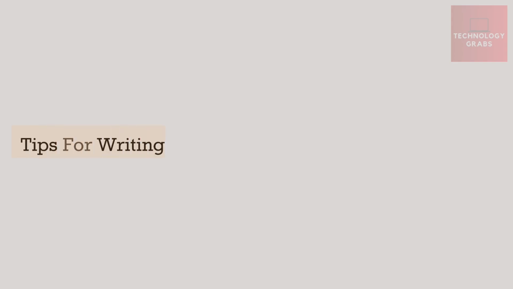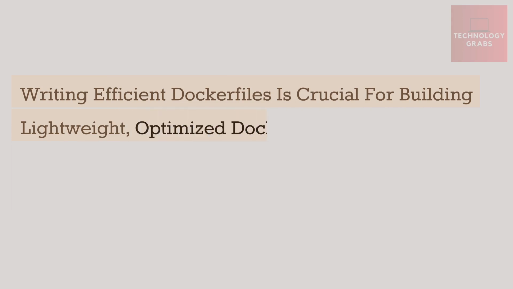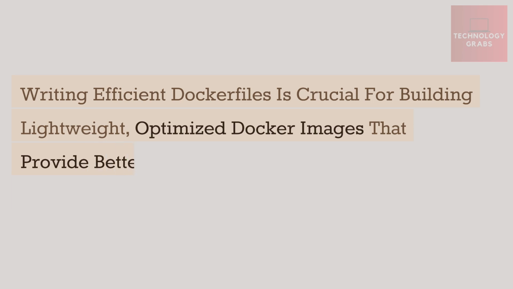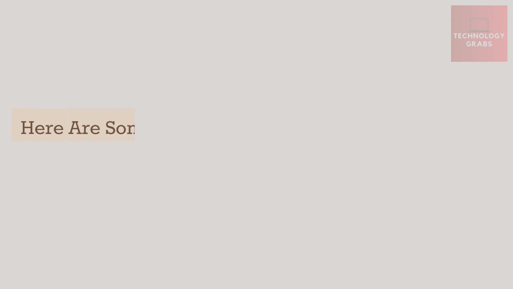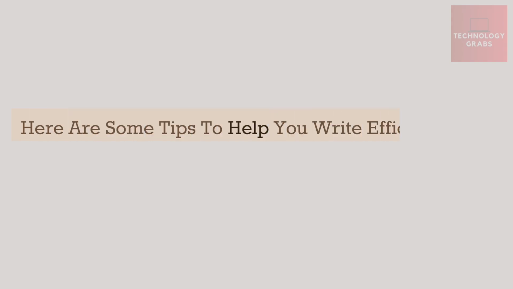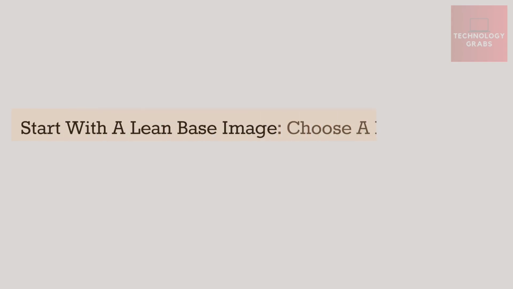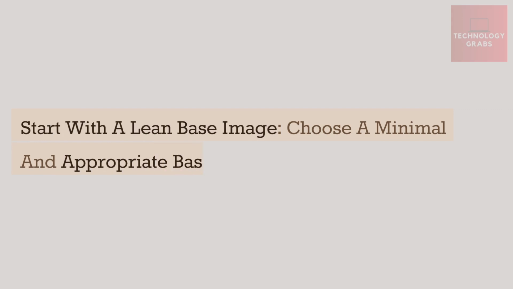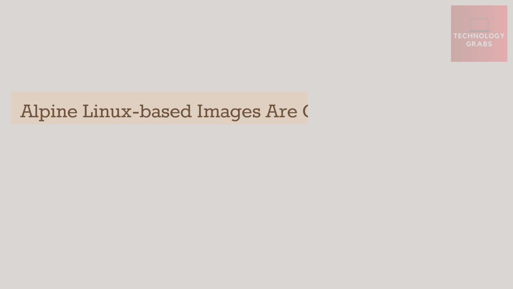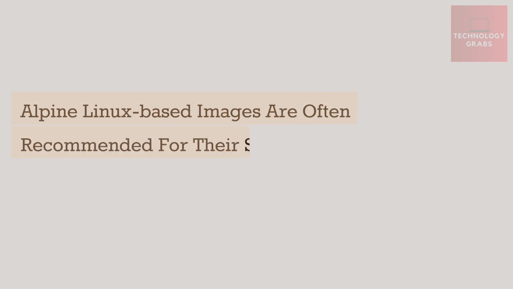Tips for writing efficient Dockerfiles. Writing efficient Dockerfiles is crucial for building lightweight, optimized Docker images that provide better performance, security, and manageability. Here are some tips to help you write efficient Dockerfiles. Start with a lean base image. Choose a minimal and appropriate base image for your application. Alpine Linux-based images are often recommended for their small size and security features.